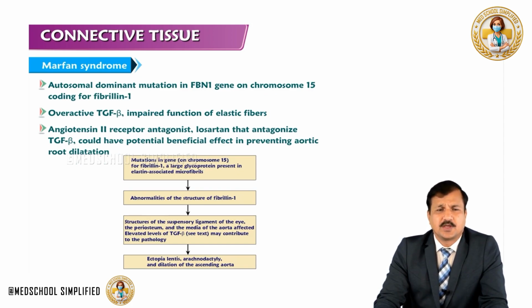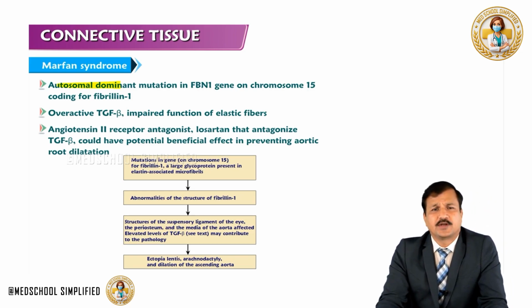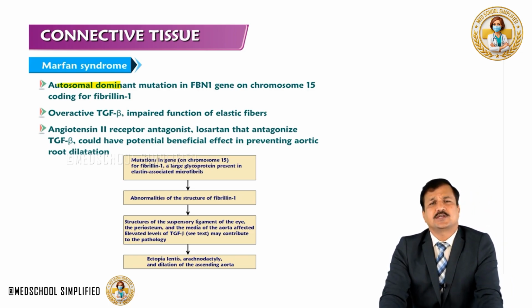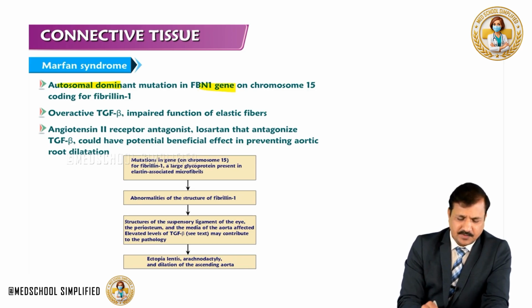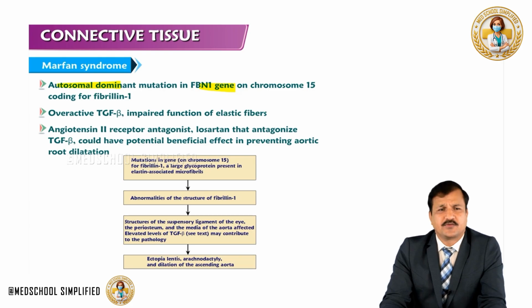Now let's move on to see a disease which is related with a fibrillin protein called Marfan syndrome. Marfan syndrome follows an autosomal dominant pattern of inheritance, and mutation in the FBN1 gene coding for fibrillin 1 is the cause for Marfan syndrome.